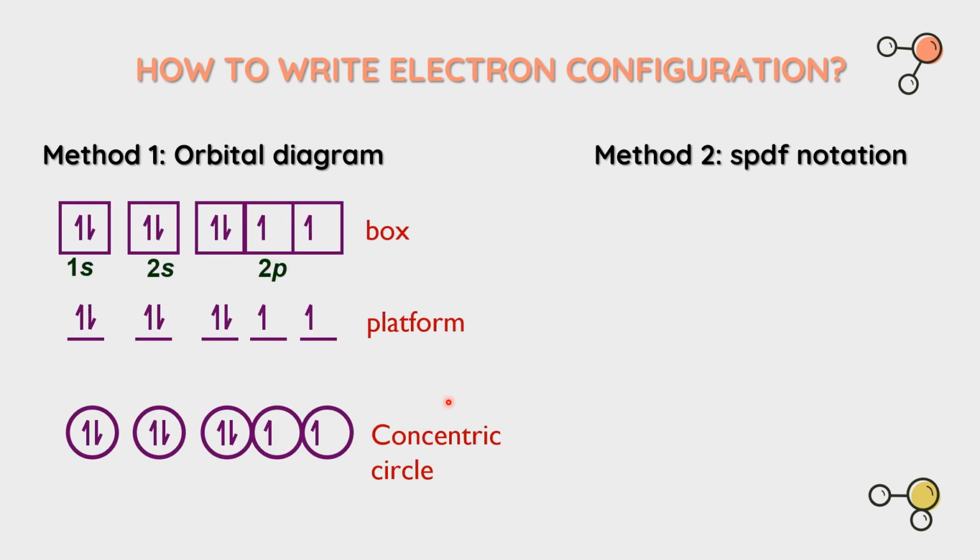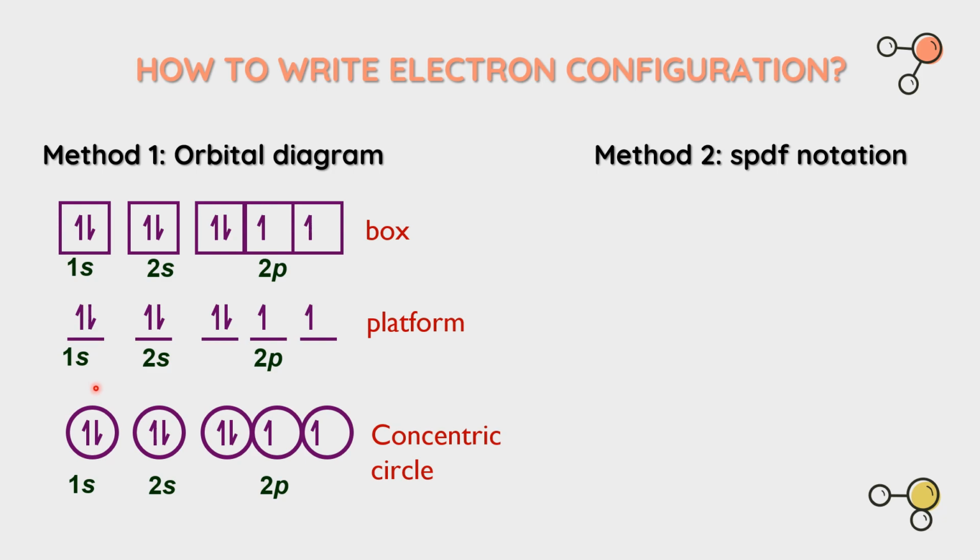Here are a few examples of orbital diagrams. We have box, platform and concentric circle. But the easiest one will be the platform. Kenapa? Because mudah dan cepat. Okay, as you can see in this platform orbital diagram, we have this platform as our orbital, and the labeling of the orbital must be labeled at the bottom of the platform.